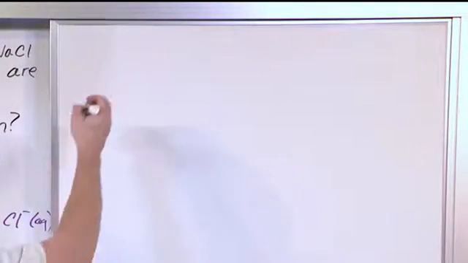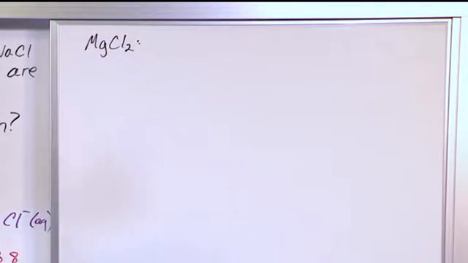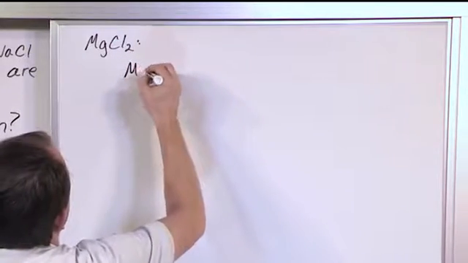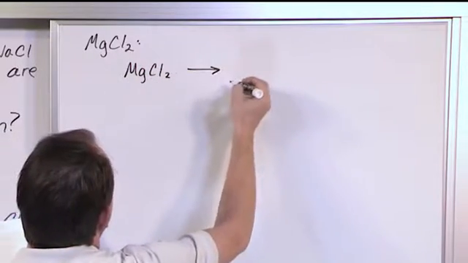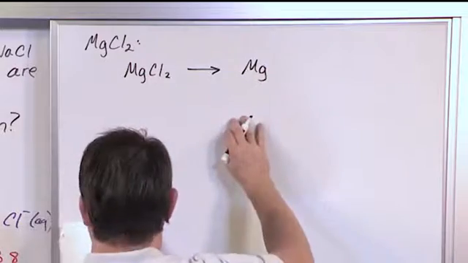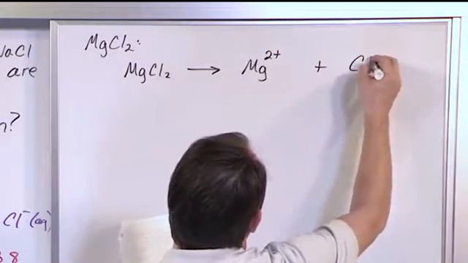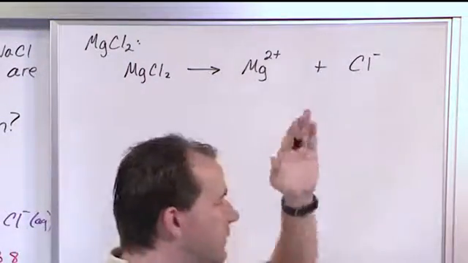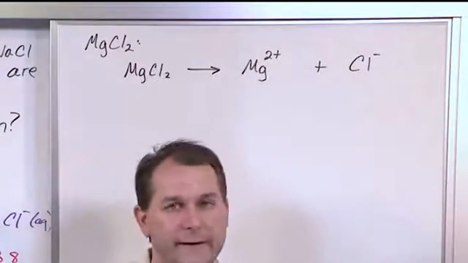Now let's deal with magnesium chloride. What would be the chemical equation here? So what we would have is magnesium chloride. Okay, it's going to break apart into magnesium, and magnesium likes to have a charge of +2. Chlorine likes to have a charge of -1. This comes from the periodic table. If you look at the column magnesium is in, it wants to have a charge of +2. Chlorine always wants to have a charge of -1.